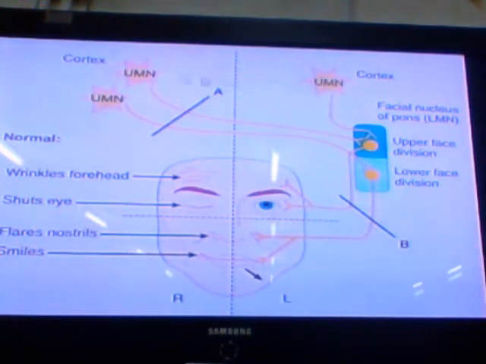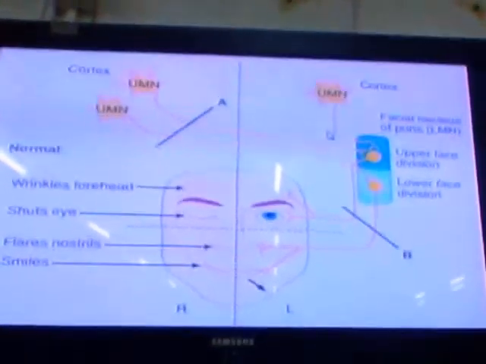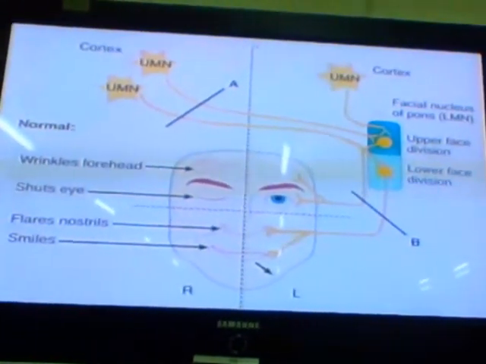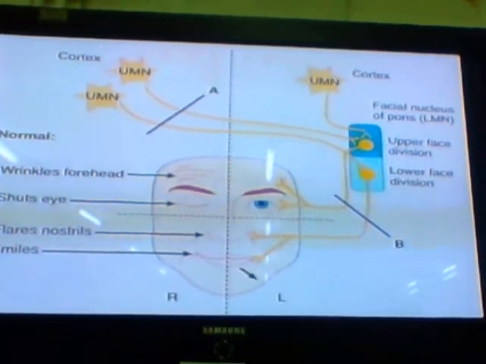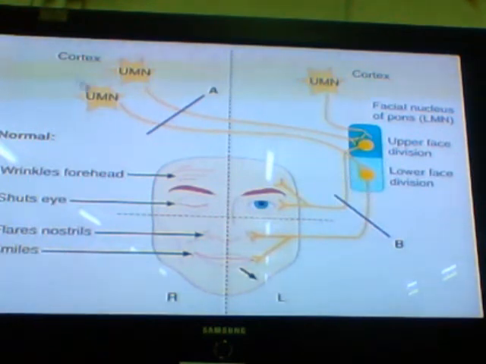Generally, for example, let's say this person here, this is the left side of the face, and this person has a stroke on the right side, as you see here. What is going to happen? The upper part of the facial nerve nucleus gets input from the left side, so I'll still be able to raise and wrinkle my forehead. But the lower part of the other side, which is the left side, having been cut off from the other side, will not be able to move.